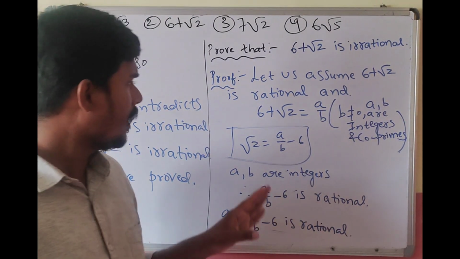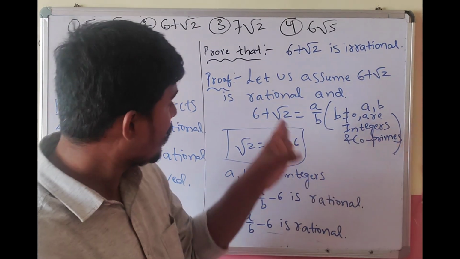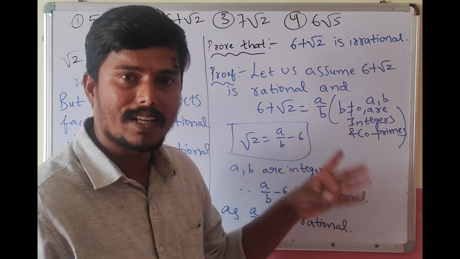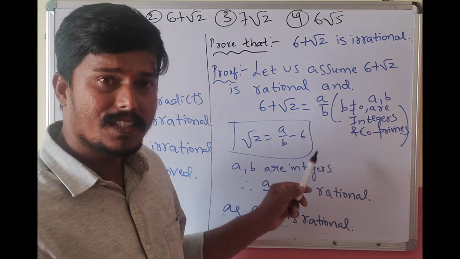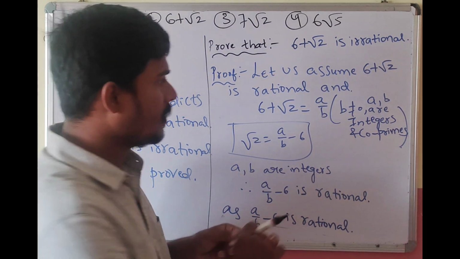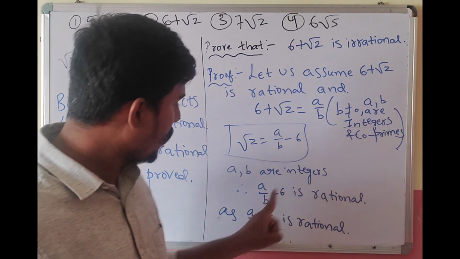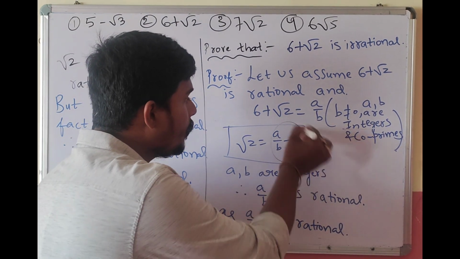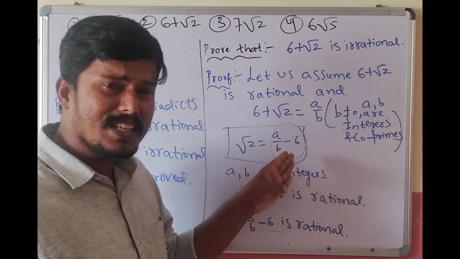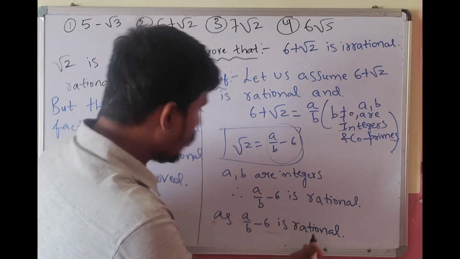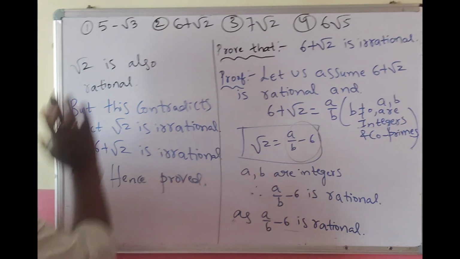Now start solving. Here there is no need to do squaring like before. Just send 6 to the other side. So root 2 equals a by b minus 6. Here 6 is an integer, and a and b are integers. When all three are integers, this total term will be rational. When this is rational, root 2 will also be rational.